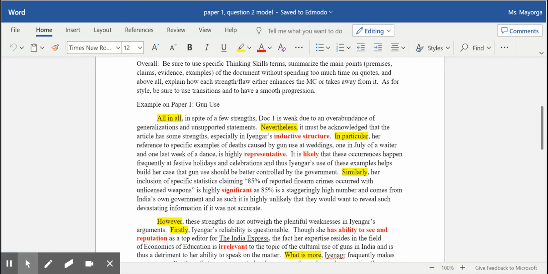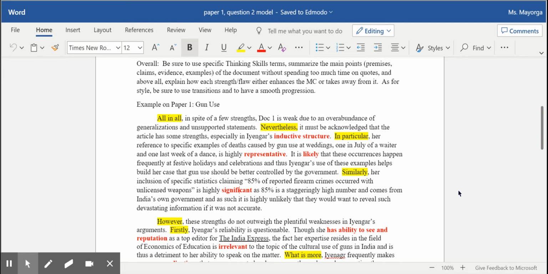So I looked at the inductive structure, that the examples used were representative, that the hypotheticals were likely to occur, and look at the end how I assess this statistic. Similarly, her inclusion of specific statistics claiming 85% of reported firearm crimes occurred with unlicensed weapons is highly significant, as 85% is a staggeringly high number and comes from India's own government.